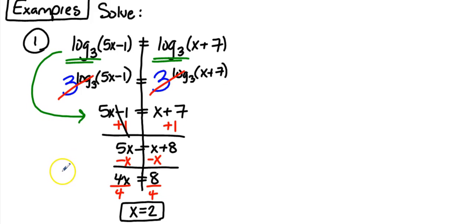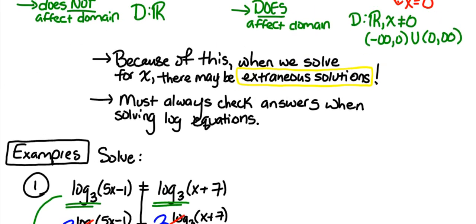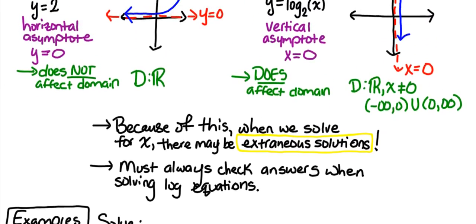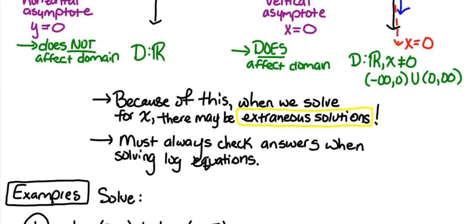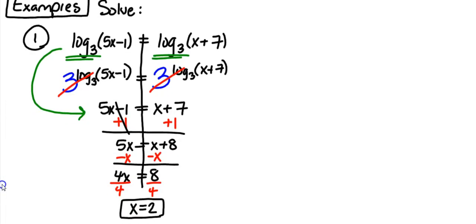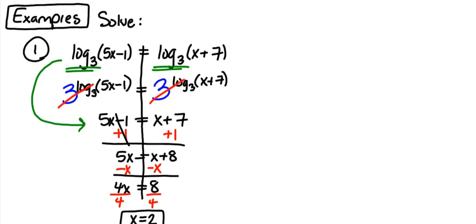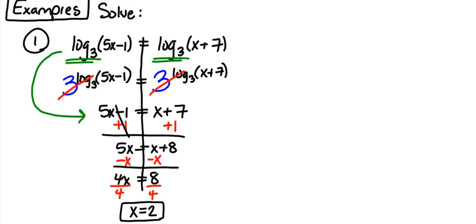Now my question is, are we done? Well, thinking back to that note we just wrote to ourselves, because logarithmic equations and logarithmic functions have vertical asymptotes, that means that we do have domain restrictions where there are certain values of x that are not okay. We have to double check, is that value of x okay? So that's why we must always check our answers when solving log equations. So off to the side, let's do our check.